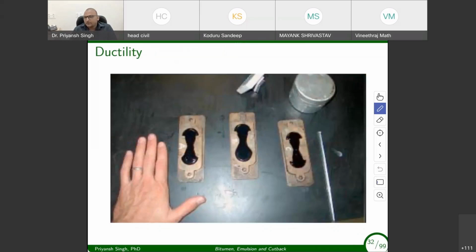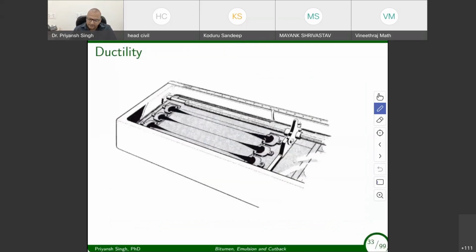Third test, ductility, which you will test to get the binder's coatability. So in this, a standard briquette will be used. You will put your sample inside the briquette, allow it to cool down at room temperature, and then you will load it to a standard ductility machine. Here you will try to extract the binder sample at the rate of 5 centimeter per minute till the binder ruptures.